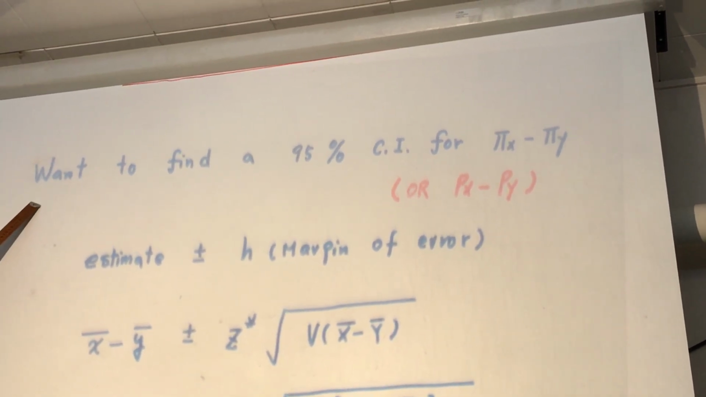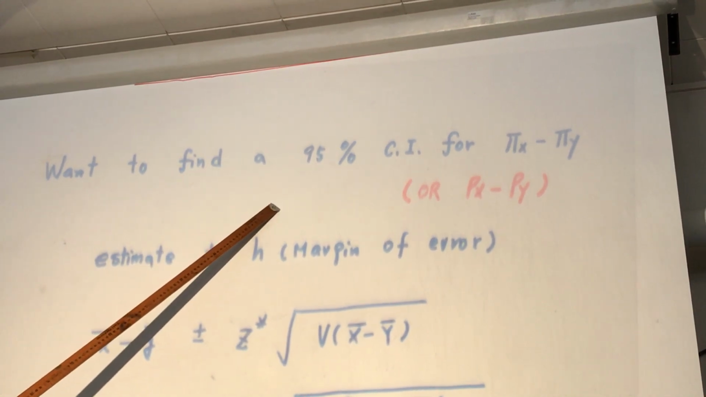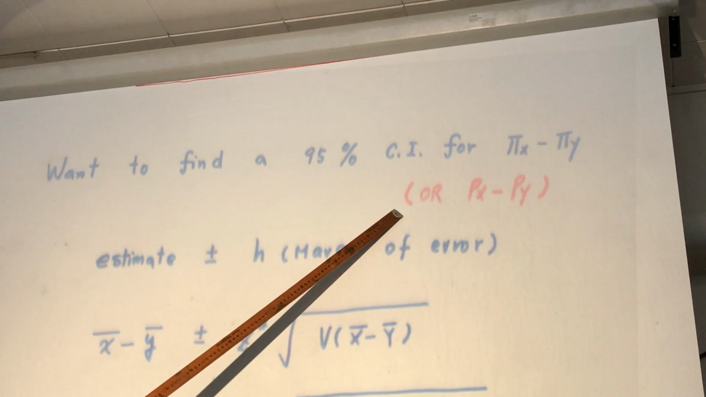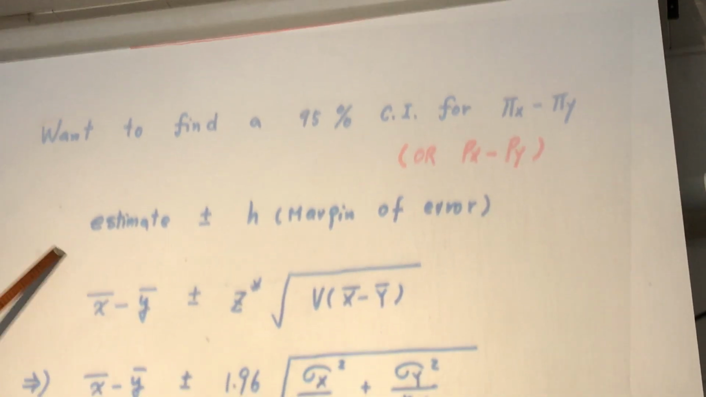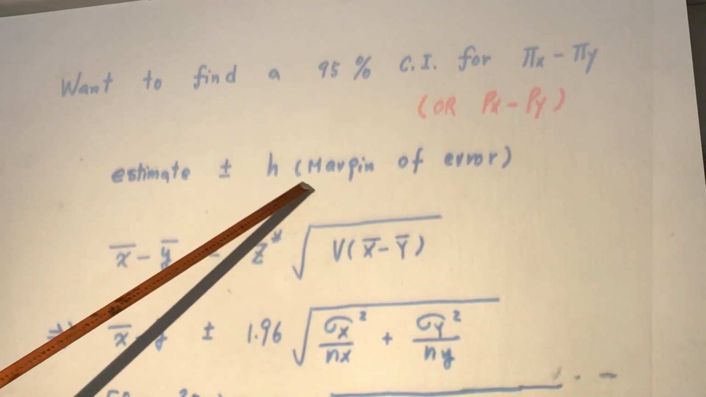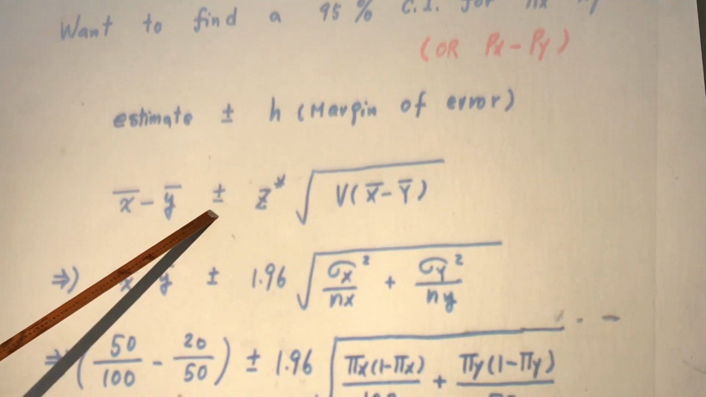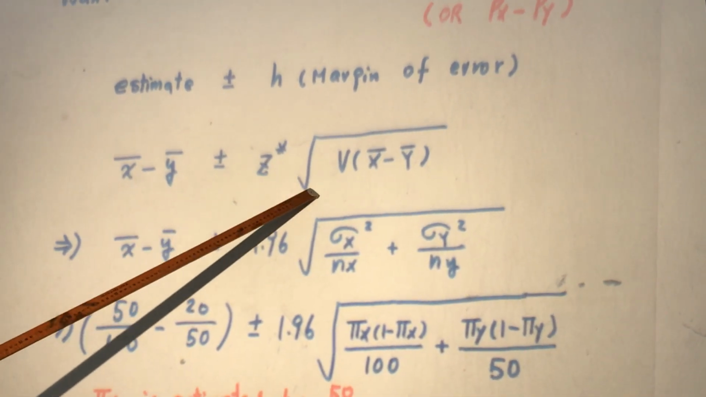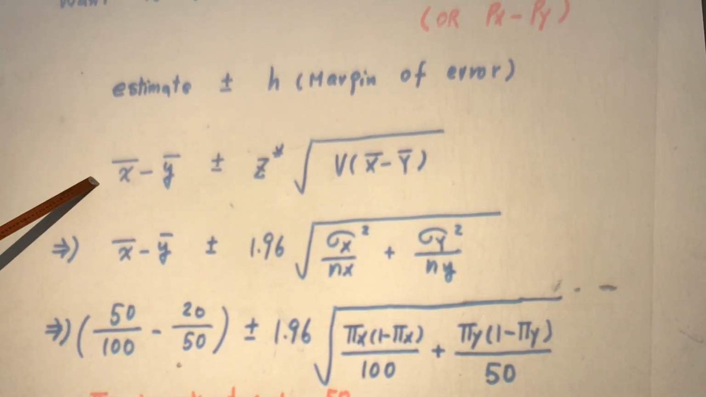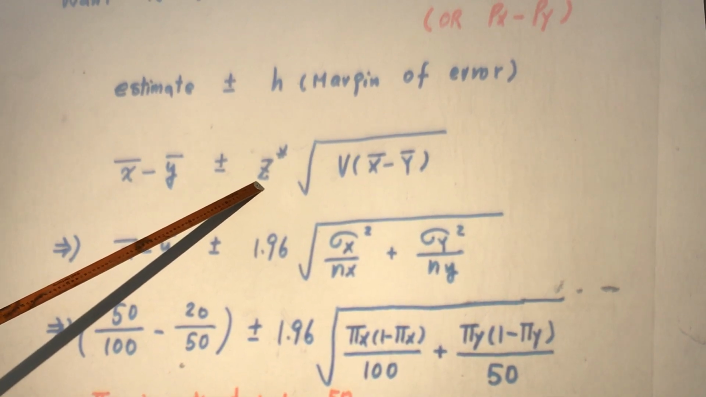Now next, say we wanted to find a 95% confidence interval for pi x minus pi y, or you can say px minus py. The general formula is estimate plus or minus h, where h is the margin of error. So it's x bar minus y bar plus or minus z star times the square root of the variance of x bar minus y bar.